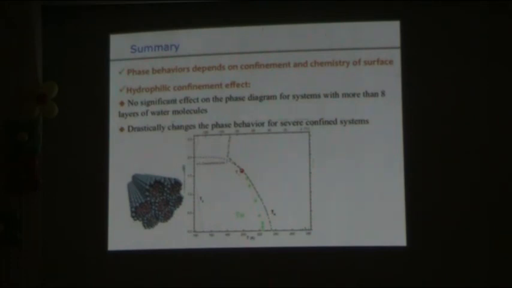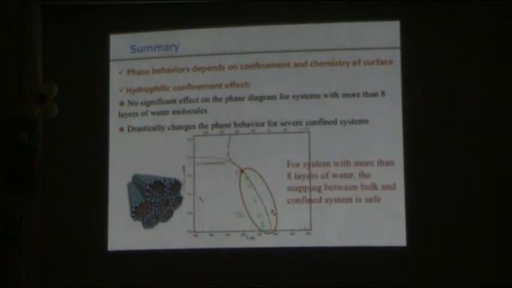So here's the summary for the second part. According to the study of the confinement, the surface chemistry and also the confinement dimensions, we know that the phase behavior definitely depends on the confinement. For hydrophobic confinement, the liquid-liquid transition is quite different from the bulk data. For the hydrophilic confinement, if the confinement is not so severe, for instance the number of layers of liquid in the confined geometry is more than 8, then probably you are safe. But less than that, the system just changes dramatically. It doesn't look like the bulk liquid.